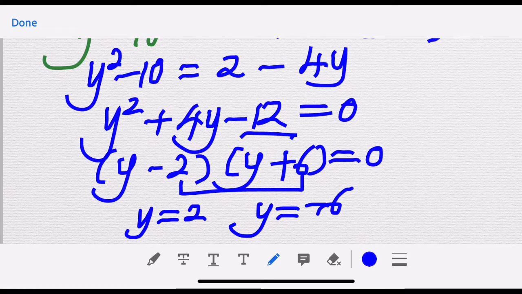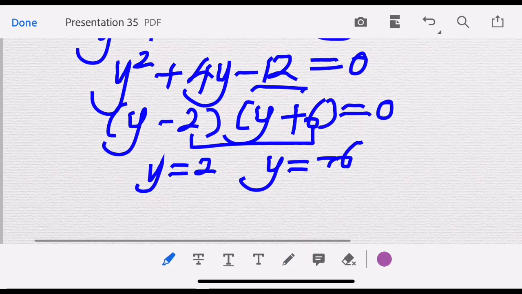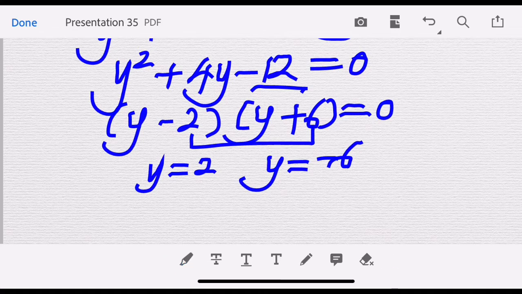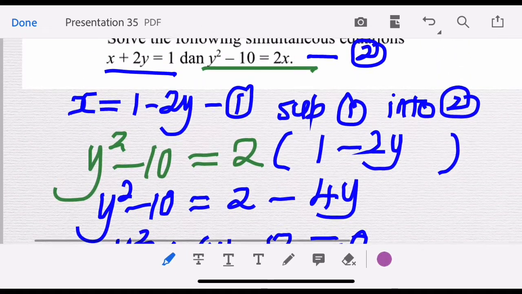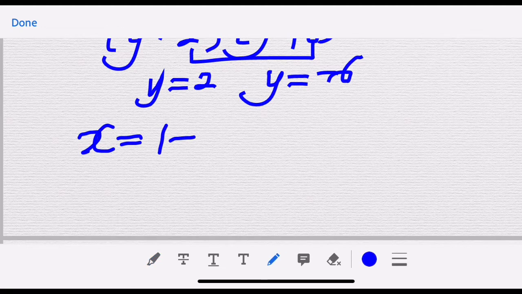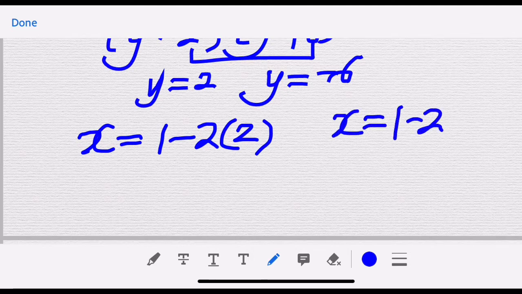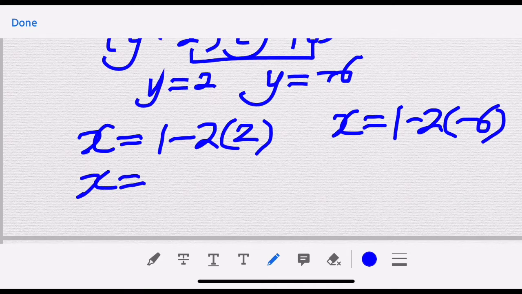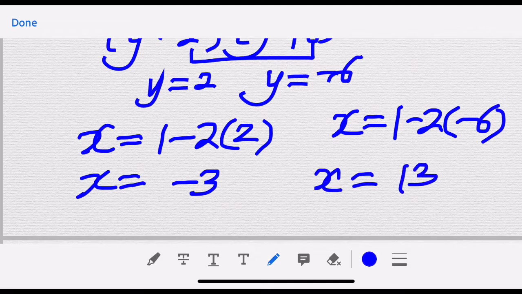I think the answer given is okay for the y. How about the x? Okay, let's see. We need to substitute into the equation just now. X is 1 minus 2y. So I will substitute y is 2. Then here, 1 minus 2, negative 6. So the x is 1 minus 2 times 2, which is negative 3. And 1 minus 2 times negative 6, x is 1 plus 12, which is 13, right?